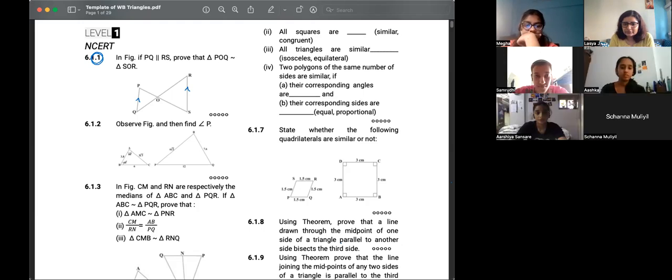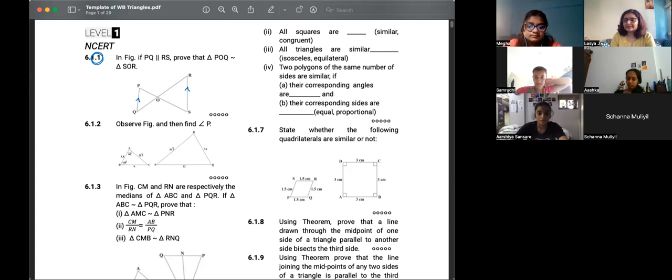Swayam, POQ and BOS, what kind of angles are they? The equalities you got right, but one reasoning is wrong, so you need to correct that. Agrima got it. But again, any 2 angles are sufficient.